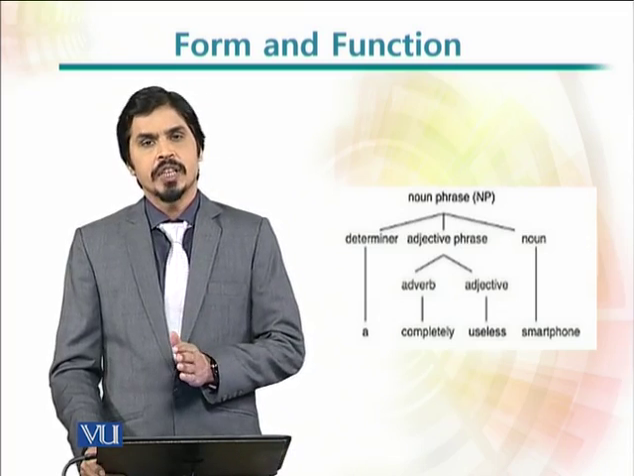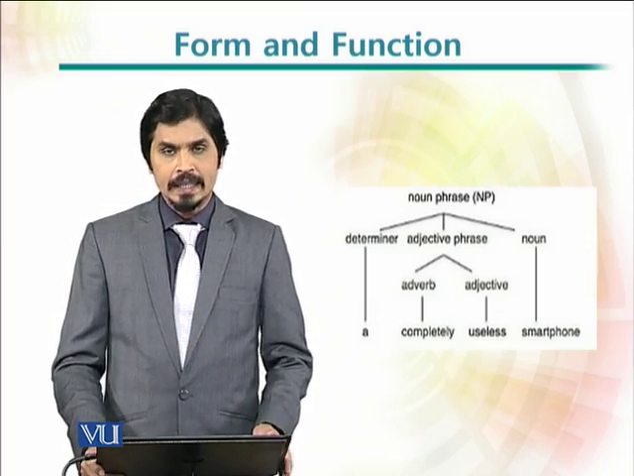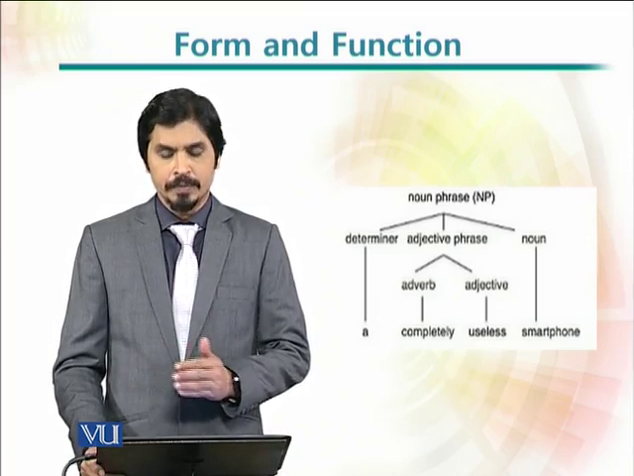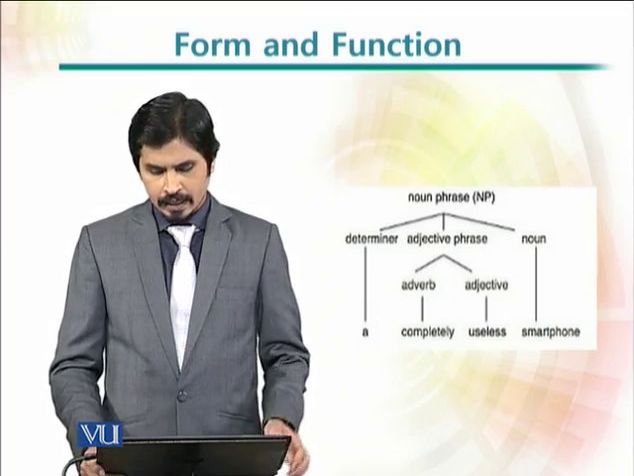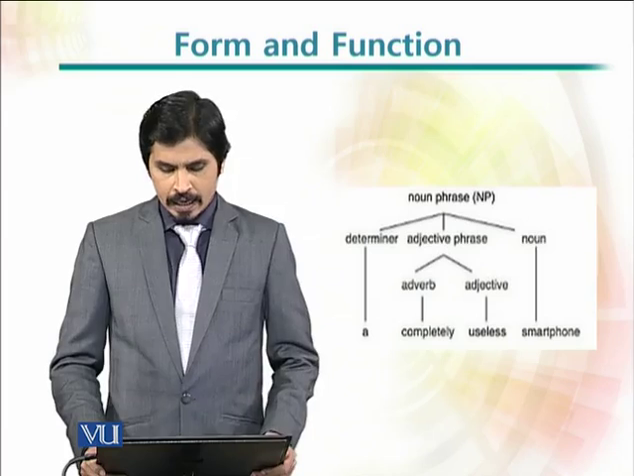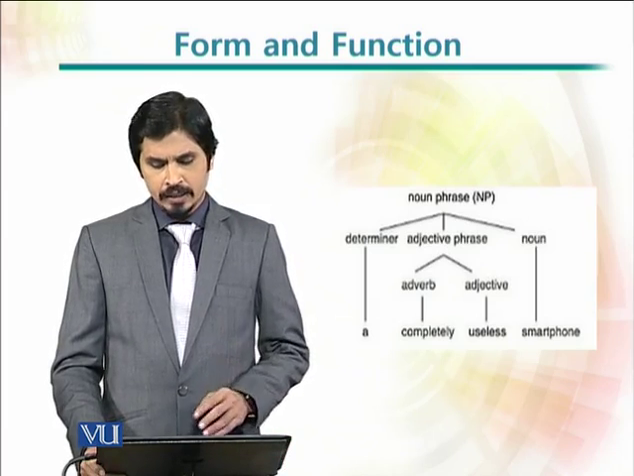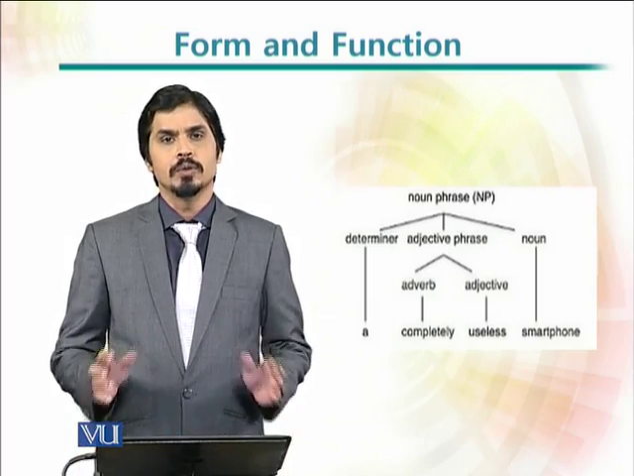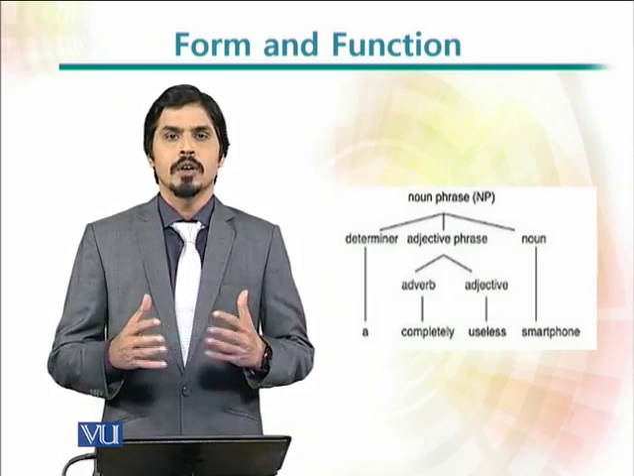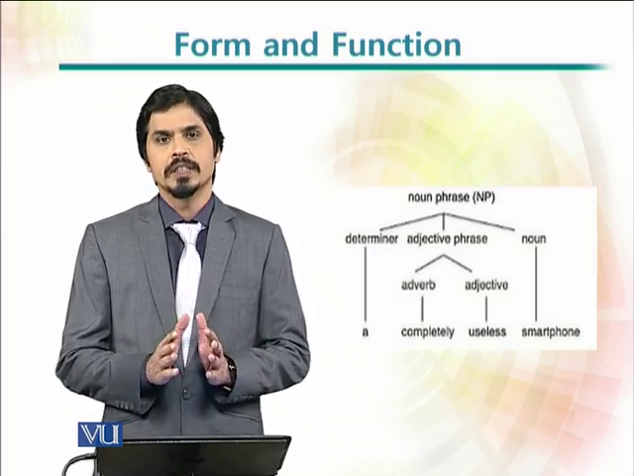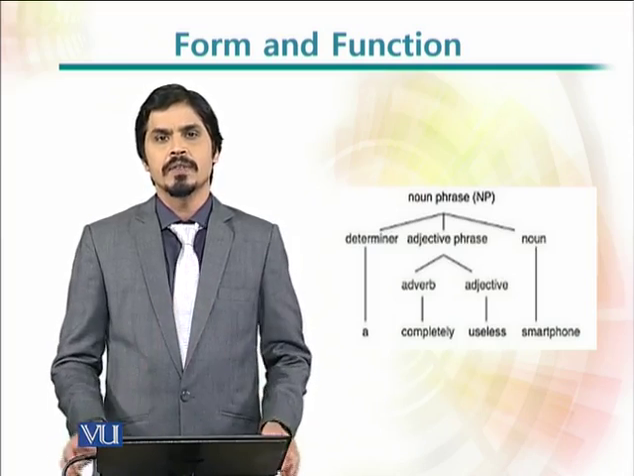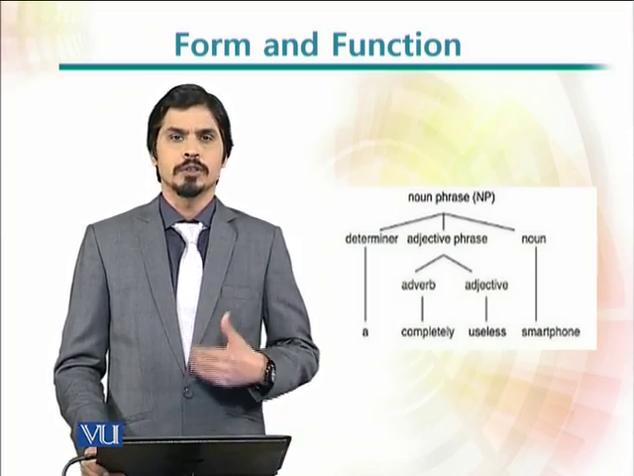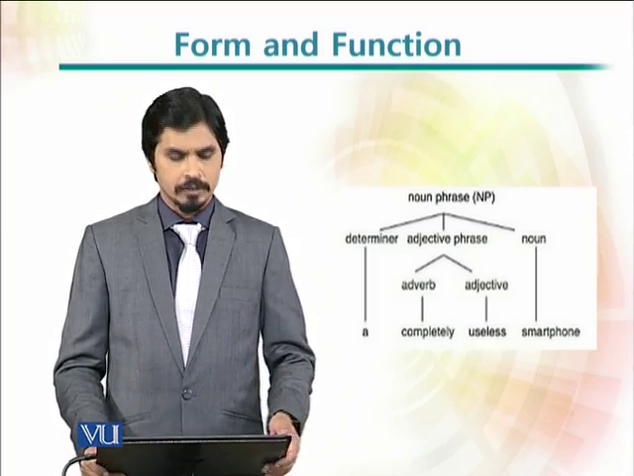This adverb and adjective in the middle, completely and useless, are combined to make an adjective phrase. And together, the determiner, adjective phrase, and noun make an overall noun phrase. So this is how we dissect sentences in order to identify the various phrases or constituents involved in them.